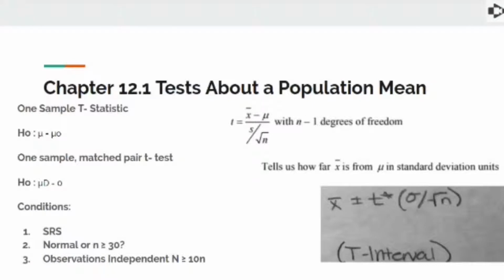Now moving on to step 3 of the 4-step process that you learned in chapter 11. Both formulas are given on the right side of the slide. So the first one being the statistic formula, with n minus 1 being your degrees of freedom. This tells us how far x bar is from mu in your standard deviation units. And then the formula below that is your interval formula.